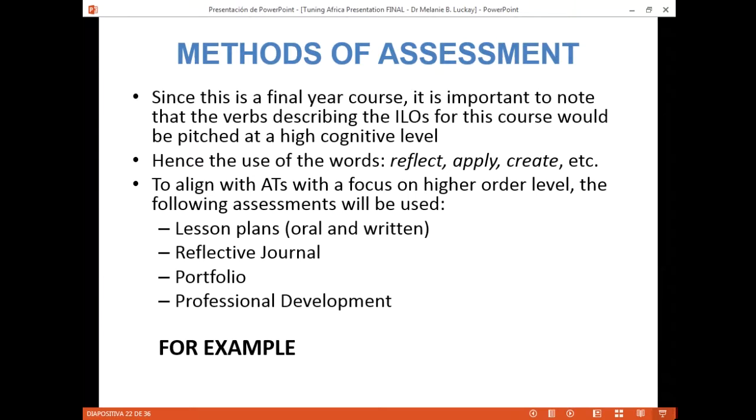So our assessment tasks were mainly in the form of lesson plans, reflective journals, because remember we said we wanted them to be metacognitive, and portfolios. A portfolio is a file with a compilation of the activities that they did in the school, and they have to select what best represents their style of teaching. And then they would get a professional development mark also.